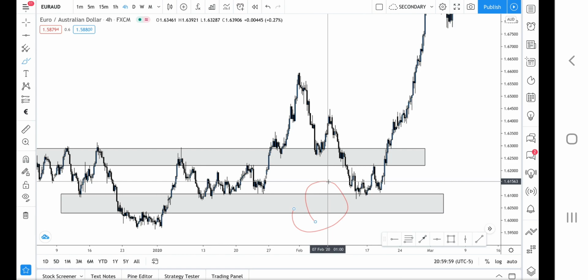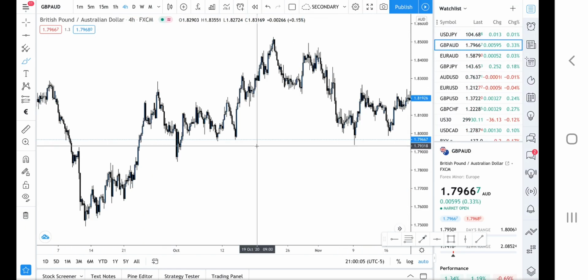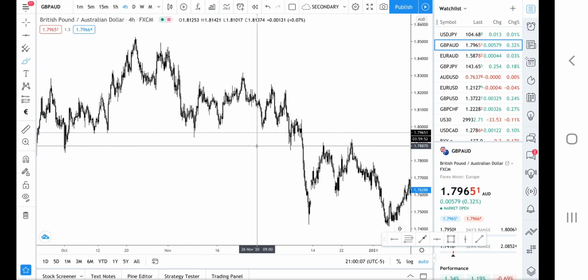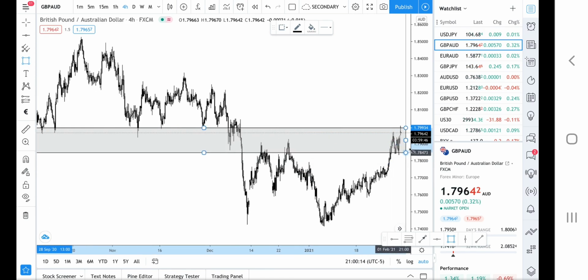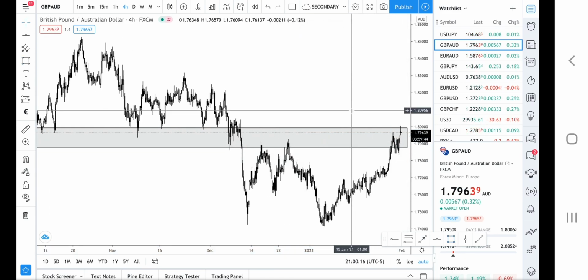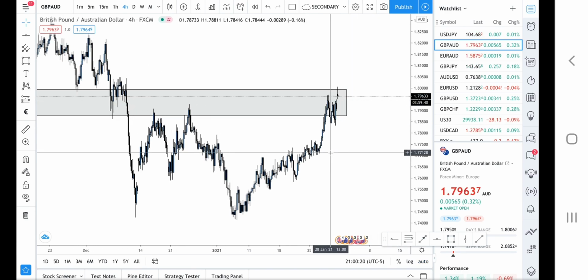Okay. Let's check out a different pair here. Sticking with the 4-hour time frame. Always sticking with the 4-hour time frame, just personal preference. Right away, I see a nice, beautiful level coming through here. Even right now, price is testing into this supply and demand level here.